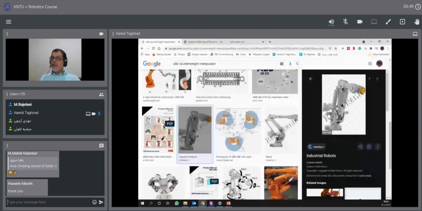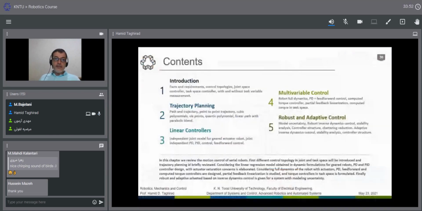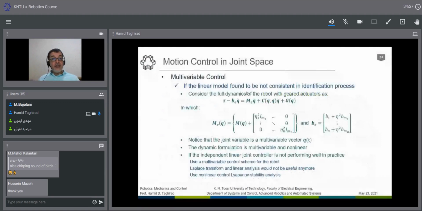Now go back to variable control. The multivariable control, which is also very practical and we use it a lot, is used when the linear model for the system is not quite accurate, and we go to a higher consistency measure than 30%. This means, or we call it, when we don't have a gearbox with a very high gear ratio there.